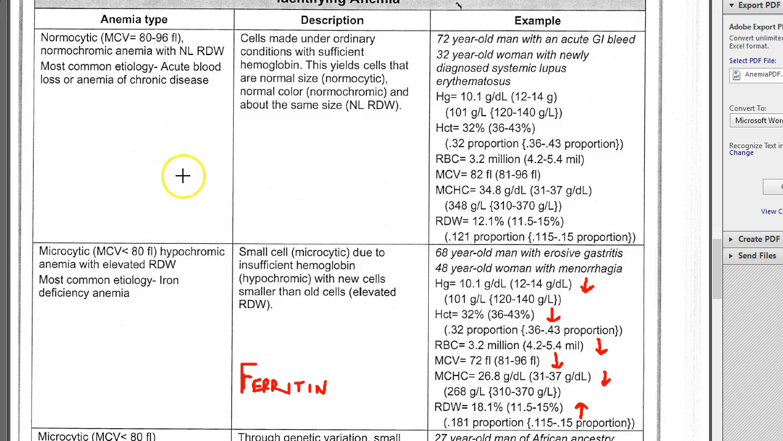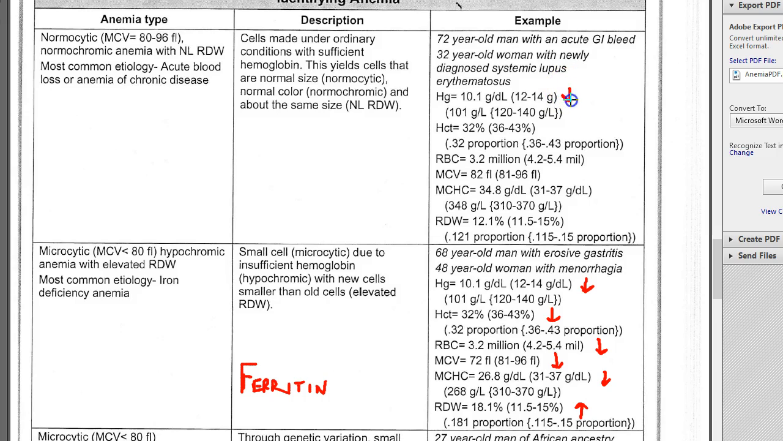Let's see. Let's talk about normochromic, normocytic anemia with normal RDWs. So your most common etiology of that is going to be acute blood loss. Again, you're not really going to see that in the primary care setting. Or anemia of chronic disease. And you can also see it in select chronic inflammatory diseases, especially ones that are uncontrolled. So then here's an example of how that's going to look.